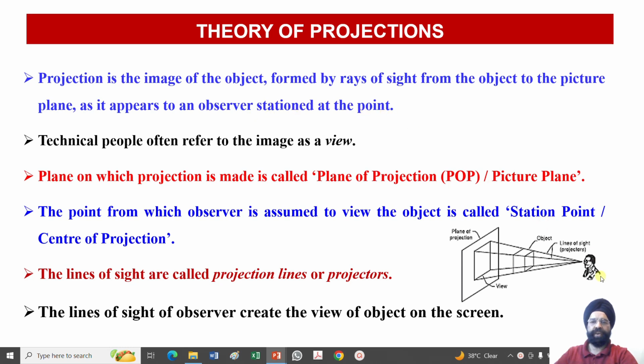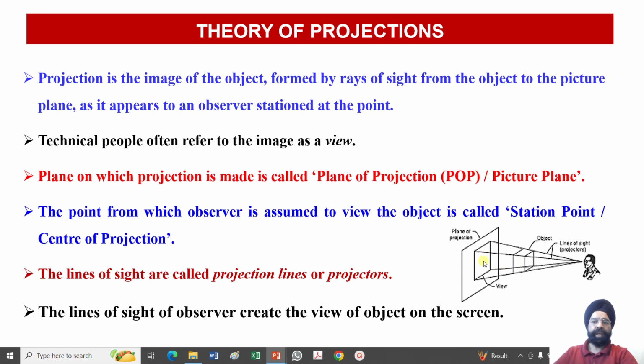So here you can see, in order to obtain a projection we need three things. The first thing is we need to have an observer. The observer will create the rays of sight or the rays of light, which are called the projector lines or the projection lines. These rays of sight will fall upon the object, and in turn they will be projected upon this plane of projection, and the intersection of these rays of projection with the picture plane is going to create the projection or the image of the object onto the picture plane.